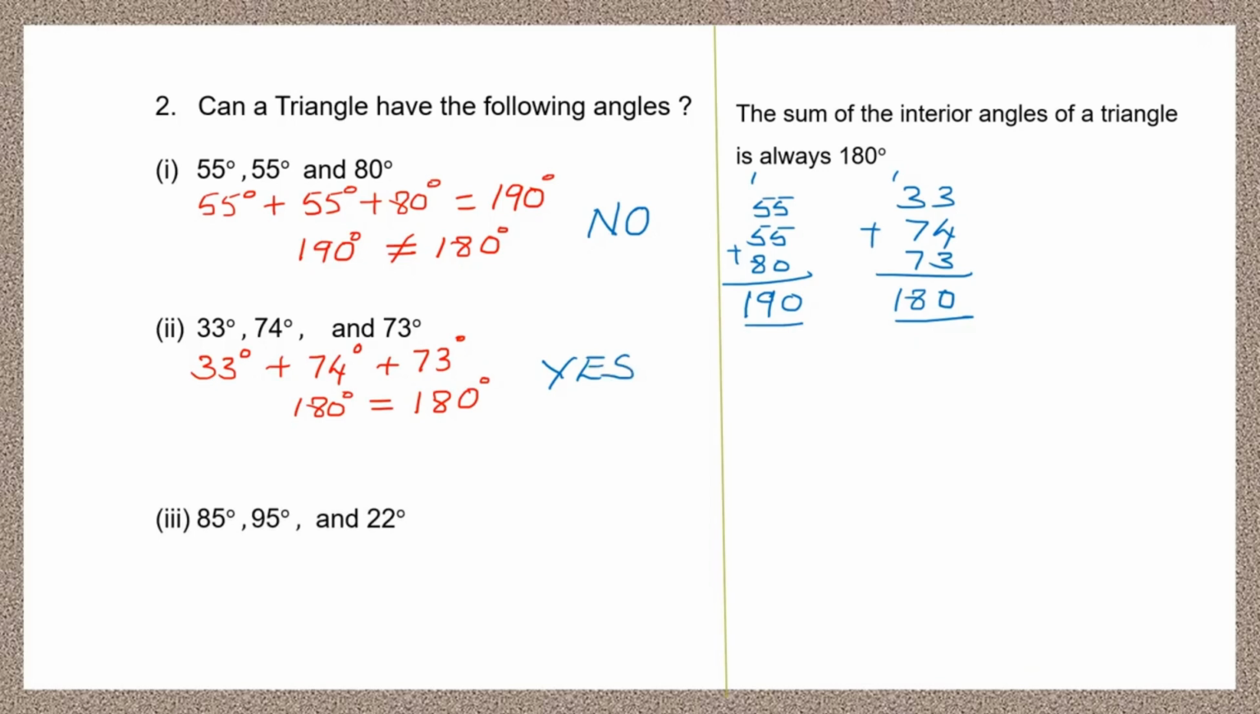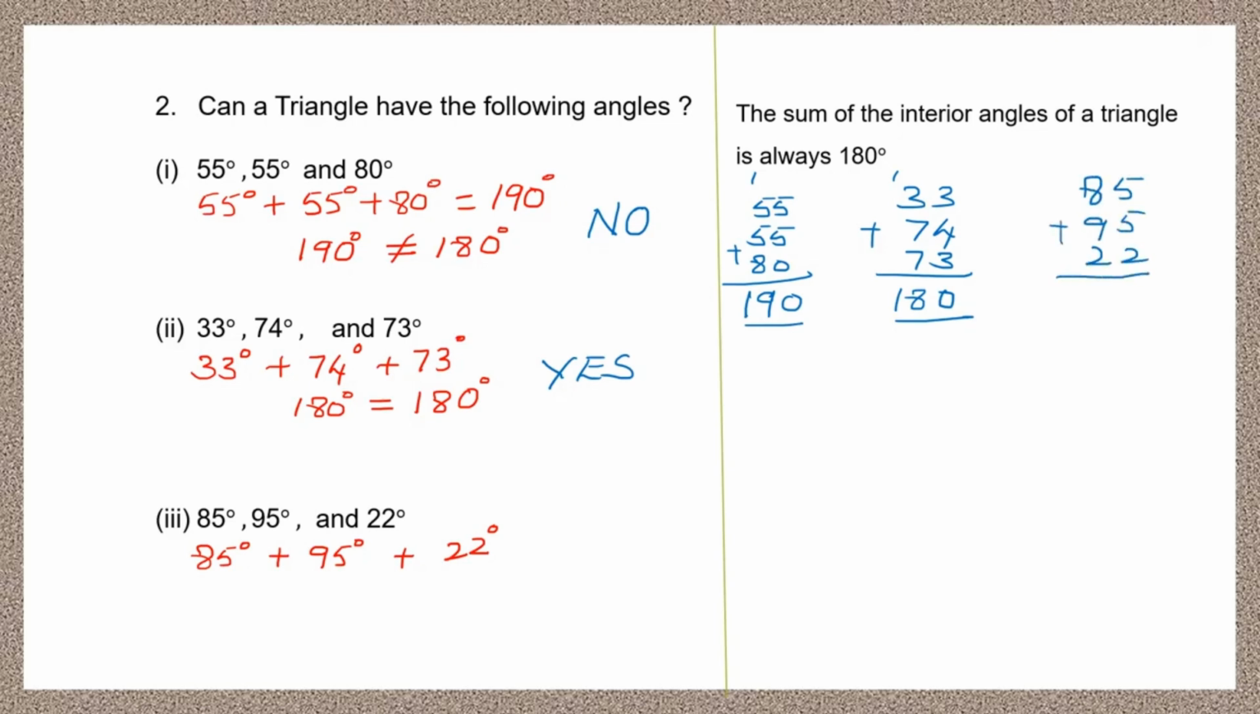Third question. Let's add up these three angles. 85 degrees plus 95 degrees plus 22 degrees. So let's add that up. 85 plus 95 plus 22.